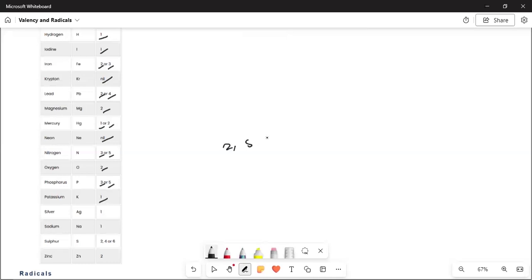Potassium is 1. Potassium is 19. That is potassium configuration 2, 8, 8, 1. Silver is 1. Sodium is 1. Sulfur is 2, 4, or 6. That is variable. Then zinc is 2.